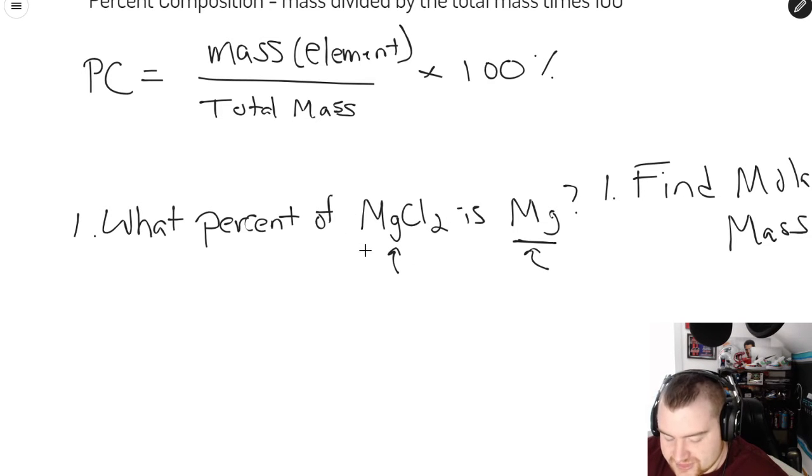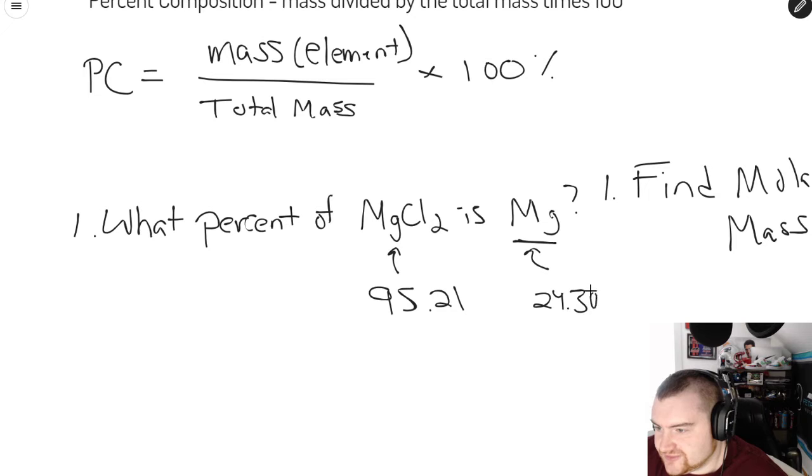So from the last video, we already know what the molar mass of magnesium chloride is. It's 95.21. And we know the magnesium's mass is 24.305. Remember, we're going to the periodic table to find these. And I got the molar mass of magnesium chloride by adding together the masses of the magnesium and the 2 chlorine in the formula. So once I have those masses, I can go ahead and use my formula.